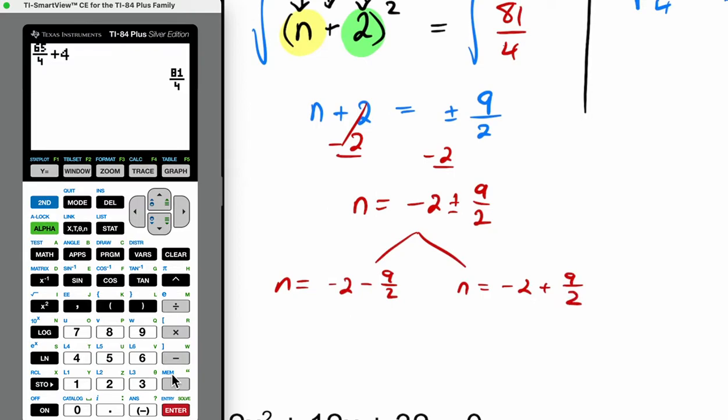All right. So you could probably do this in your head if you wanted to. 9 over 2 is 4.5. Combine, go that route. Or you could do it this way. Negative 2 minus 9 over 2. The only thing with the TI you got to be careful about is when to use a negative sign and when to use a minus sign. We only use the minus sign when it's an operation, when you're subtracting one thing from another.